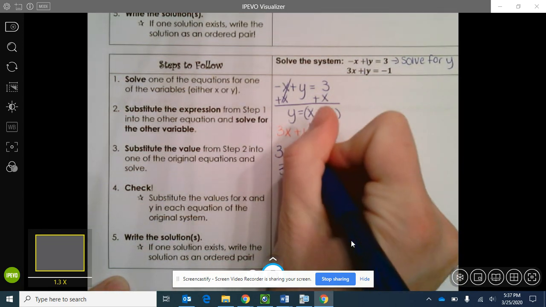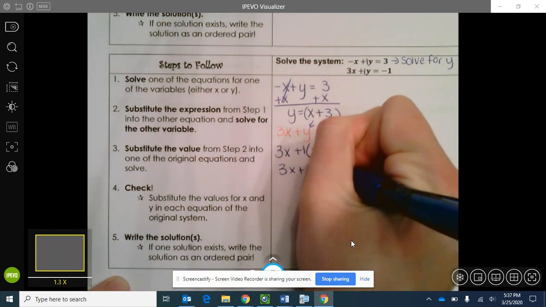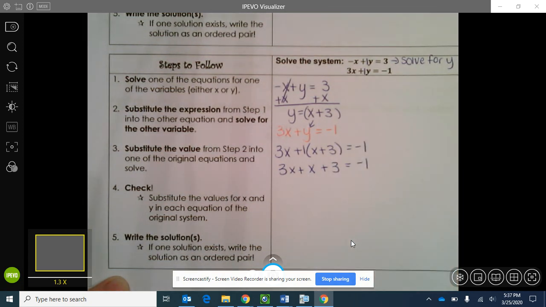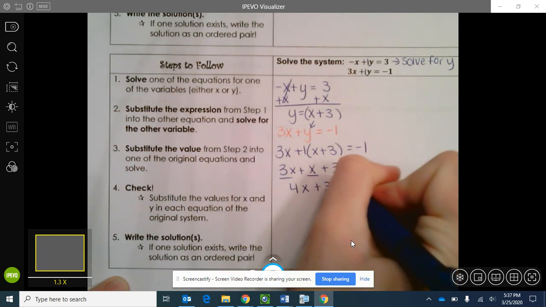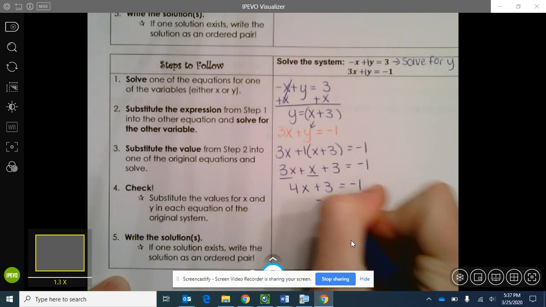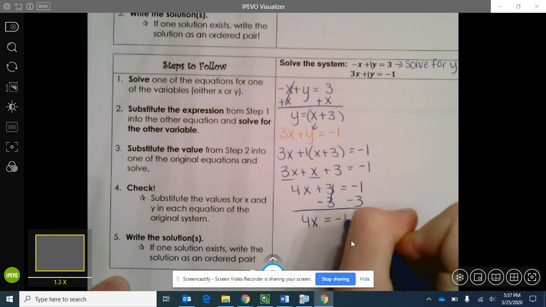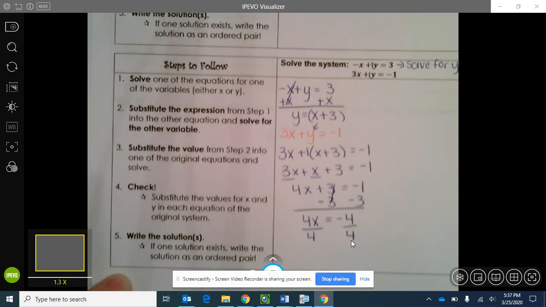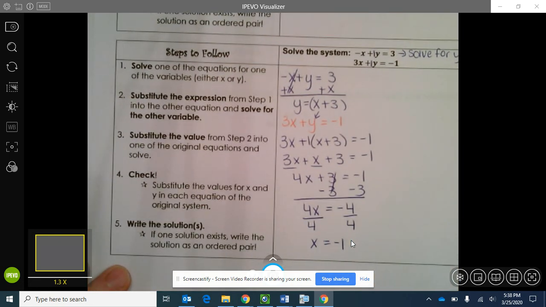Now, I do have parentheses, but the only number that's out in front of my parentheses is a 1. So if I multiply x and 3 by 1, nothing's going to change there. So get rid of your parentheses first, combine your like terms. Then you can focus on solving for x. So I need to get x all by itself. I'm going to move a positive 3 to the other side by subtracting 3. And then I'm going to use my inverse operation for multiplication, which is division. So I'm going to divide both sides by 4. I get x is negative 1.